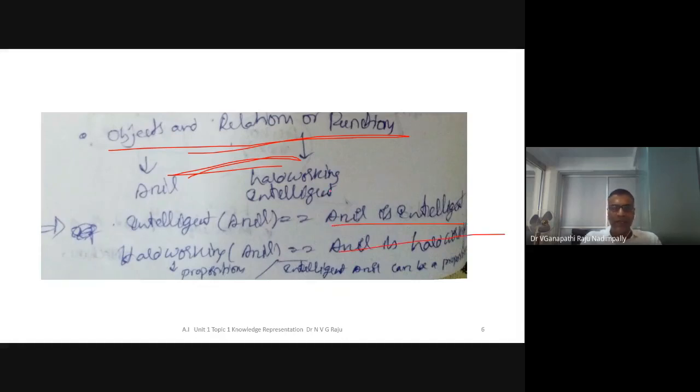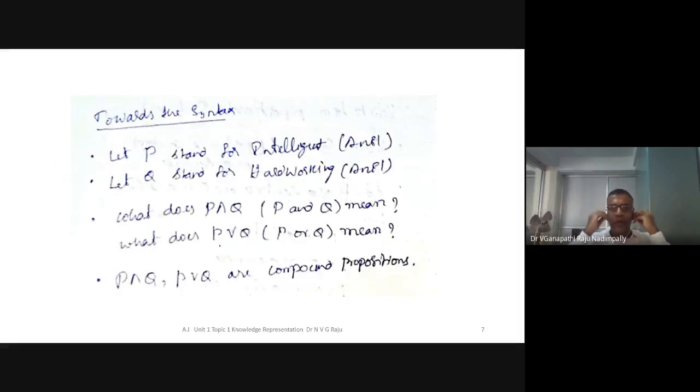Here we have represented the knowledge or information in the form of sentences. Are you getting me? Can I represent this in this way? Anil is intelligent. Intelligent Anil. Can I represent it? Anil is hardworking. Can I represent this here in this way? Yes, sir. Now look here.